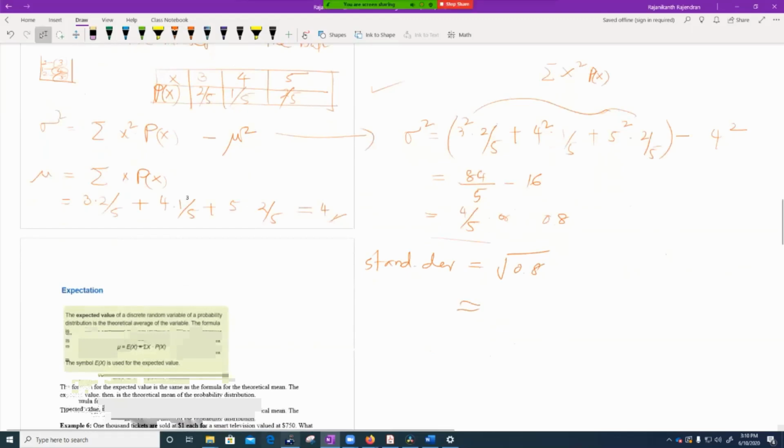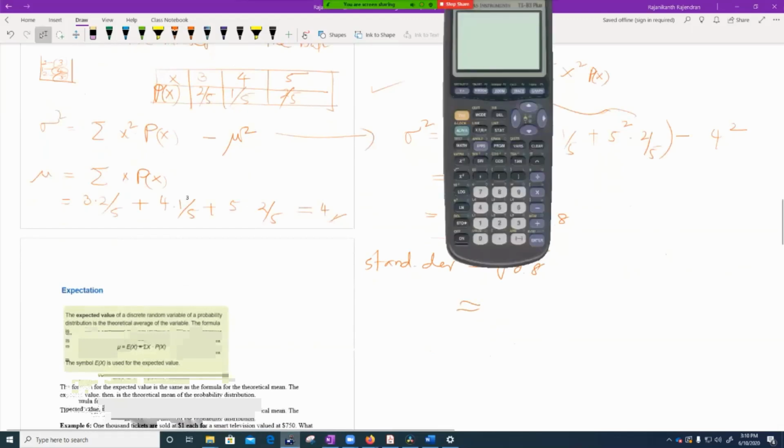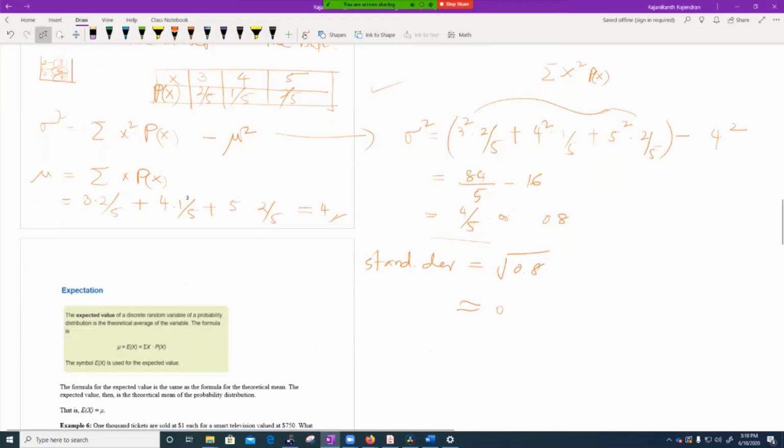So if you find that, the square root of 0.8 is 0.89. So that is the standard deviation.